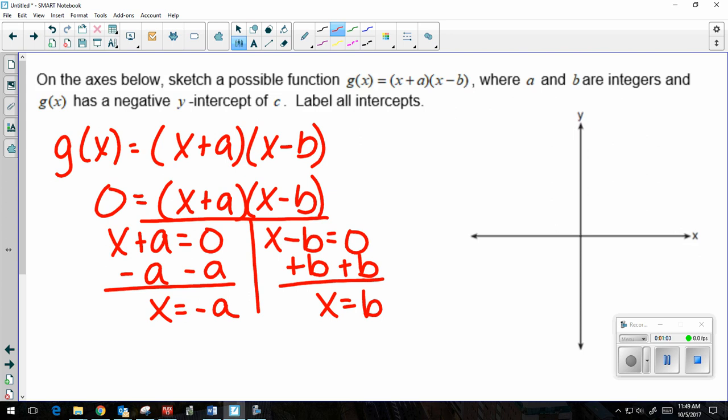Now, those are the zeros. Their multiplicities come from the exponents. So there are no exponents, which means that there are imaginary ones. So they both have a multiplicity of 1, which means that they both go straight through.